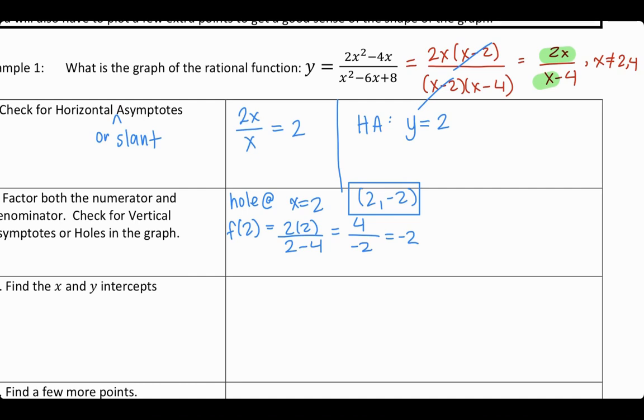Okay, so x equals 2 was a hole. What does that mean x equals 4 is going to be? What kind of discontinuity is x equals 4? It's not removable, which means it's non-removable. So on the graph, what feature do I have if it's non-removable? I have a vertical asymptote. So my vertical asymptote is going to be the line x equals 4.